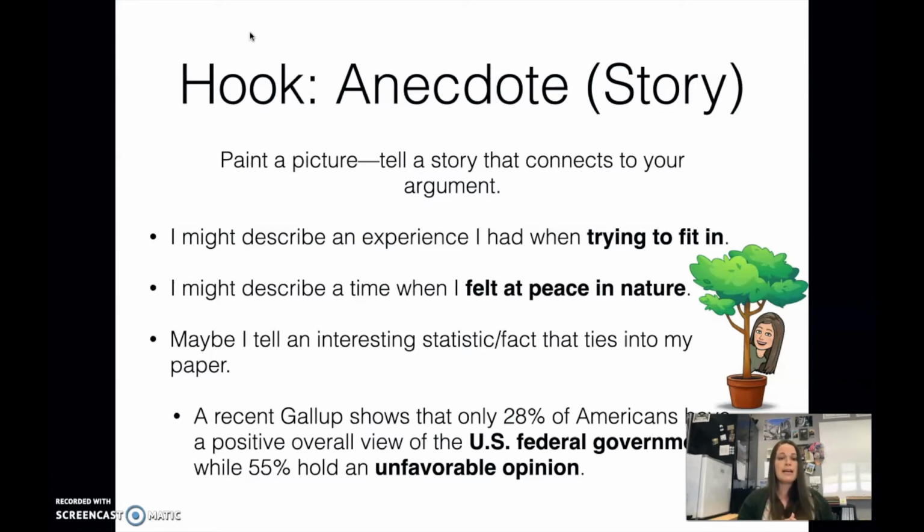Or maybe I tell an interesting statistic or fact that ties into my paper. Again, the goal is to help them visualize it. So when you give statistics, sometimes you can visualize pie charts and such. A recent Gallup poll shows that only 28% of Americans have a positive overall view of the U.S. federal government, while 55% hold an unfavorable opinion. Okay, that tells a story right there.